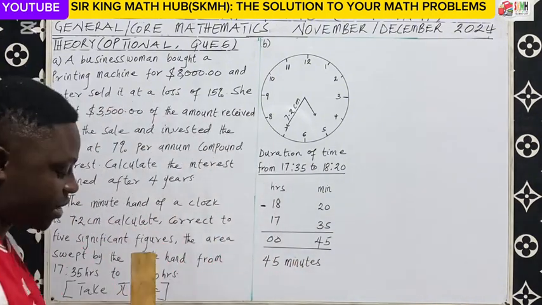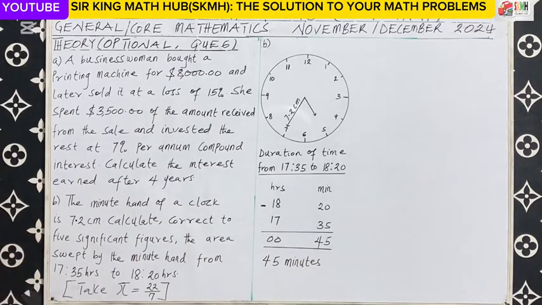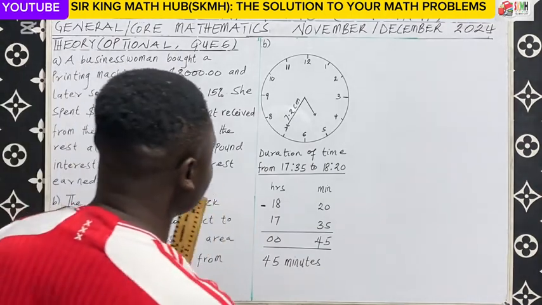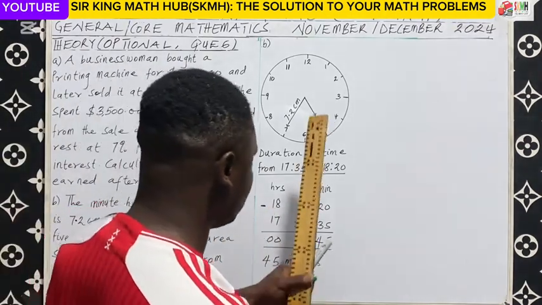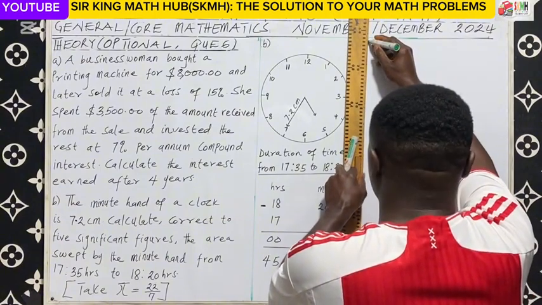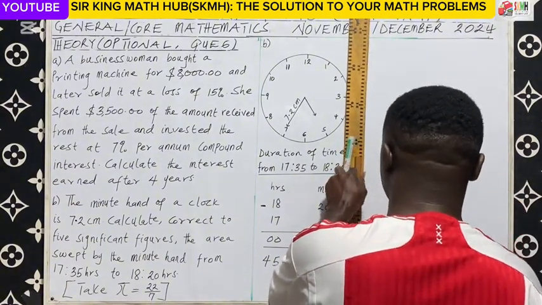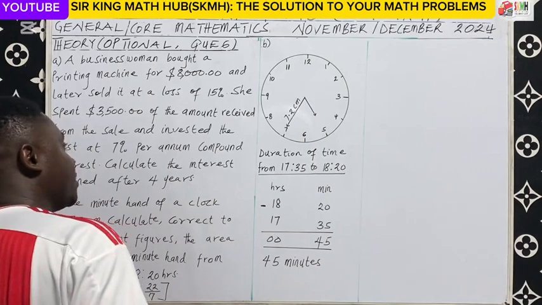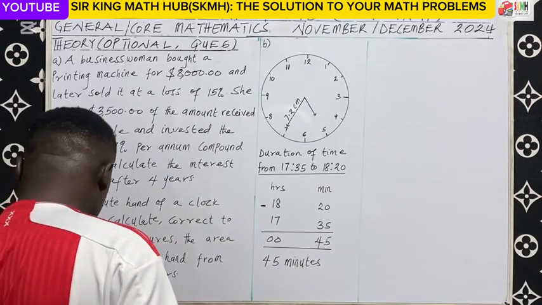Now the next step, we want to convert the 45 minutes into an angle. How do we do that?